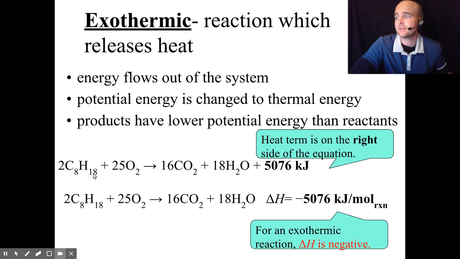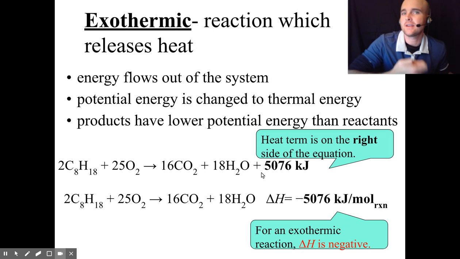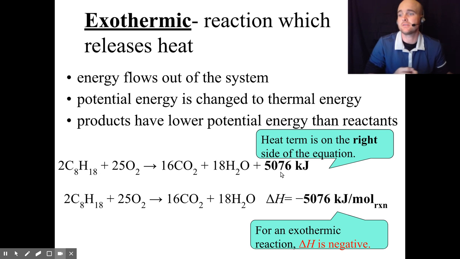So it makes sense that a combustion reaction is an exothermic reaction. It will release some heat. The heat that's released is signified by this 5,076 kilojoules. That is the heat right here. So this is still a balanced equation, but we're adding a certain little element to it by adding the energy to the equation as well. That's what we'll be doing in this chapter.